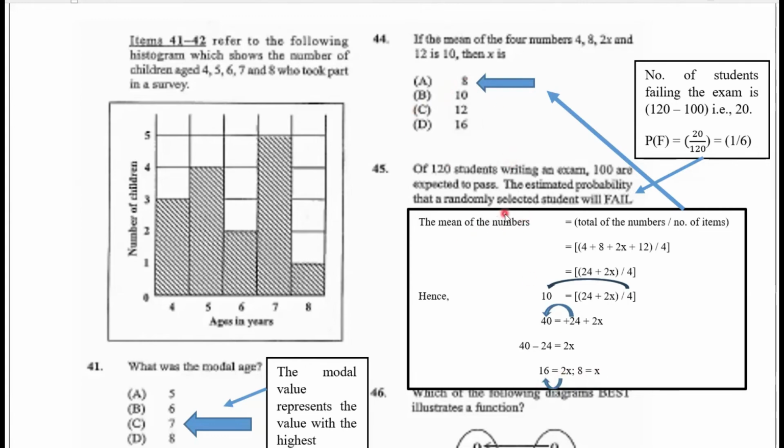Now 45, this box is blocking the multiple choice answers, but at least I could work out and give you the answer without having to really move this box.